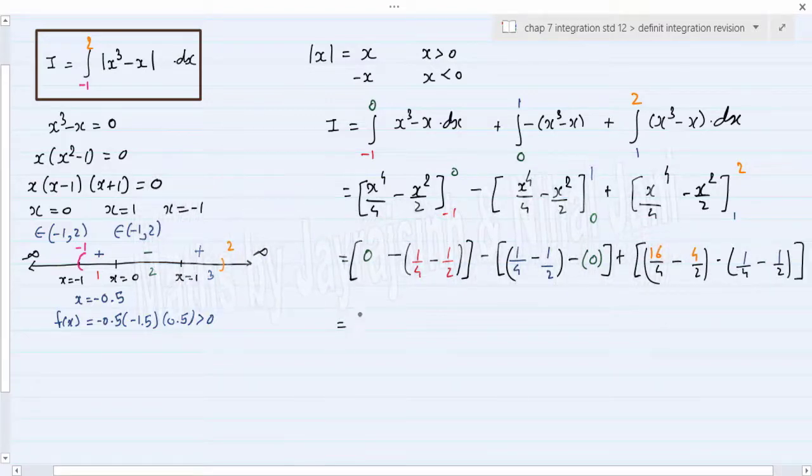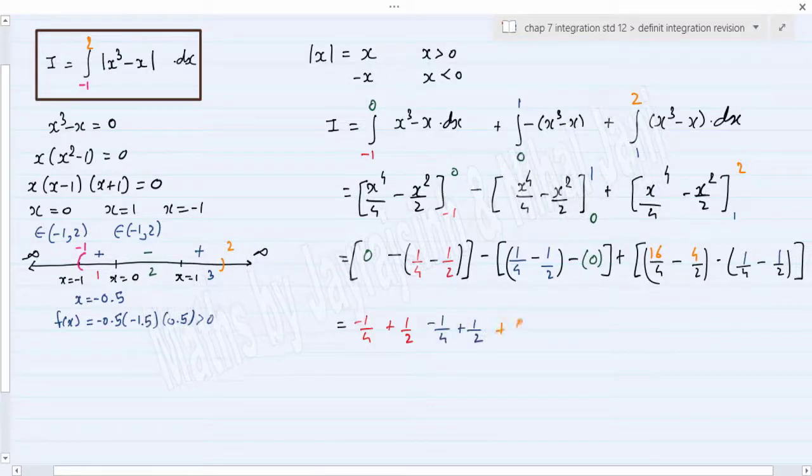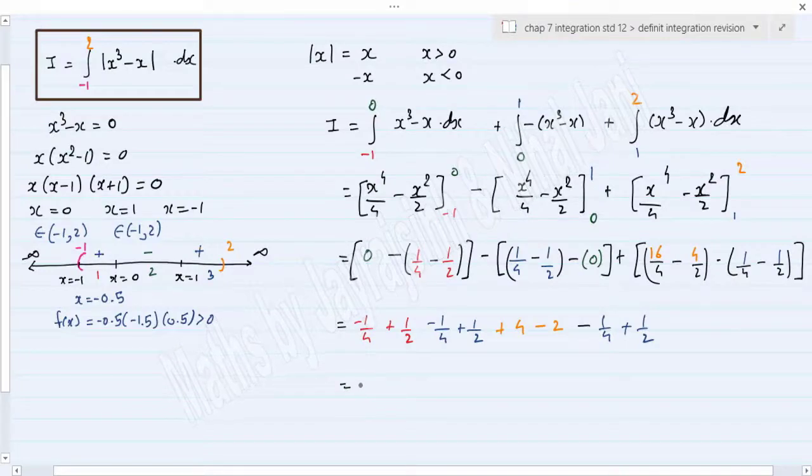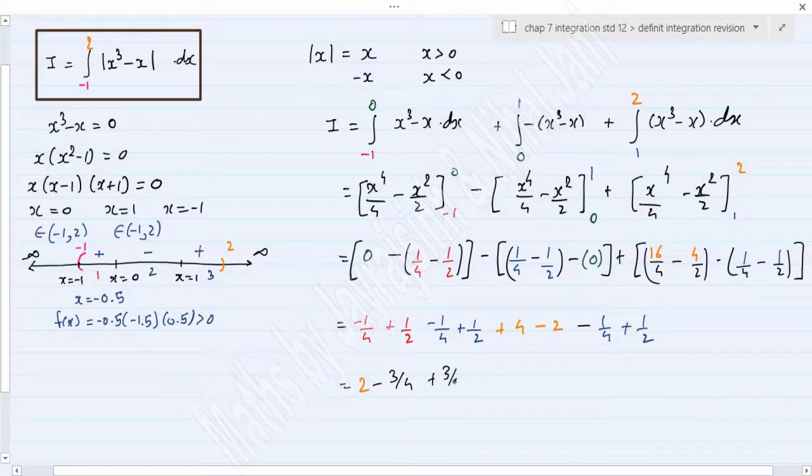Let's open all the brackets, so finally we will get 2 minus 1 by 4 three times, or we can say minus 3 by 4, and 1 by 2 three times plus 3 by 2. So finally you will get 11 by 4 as your final answer.